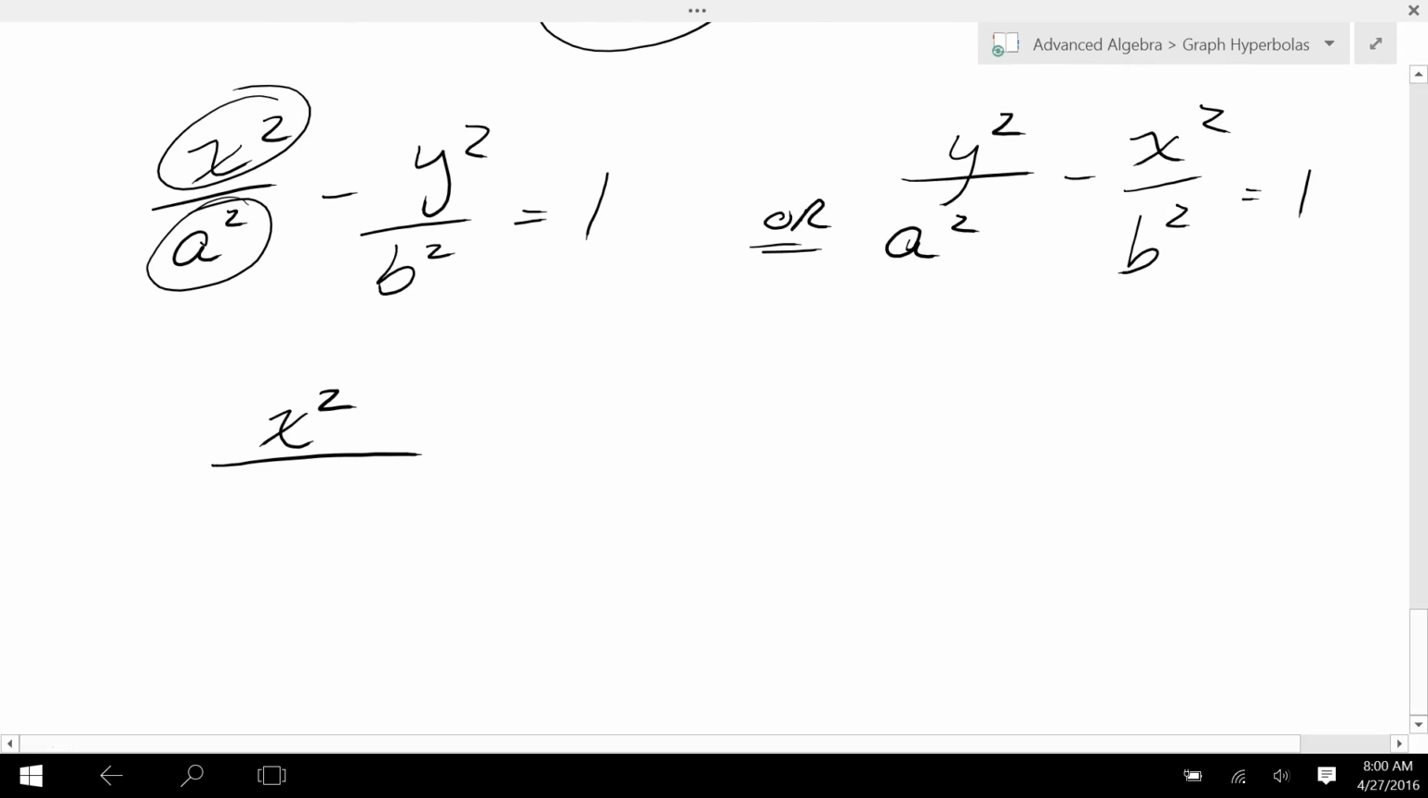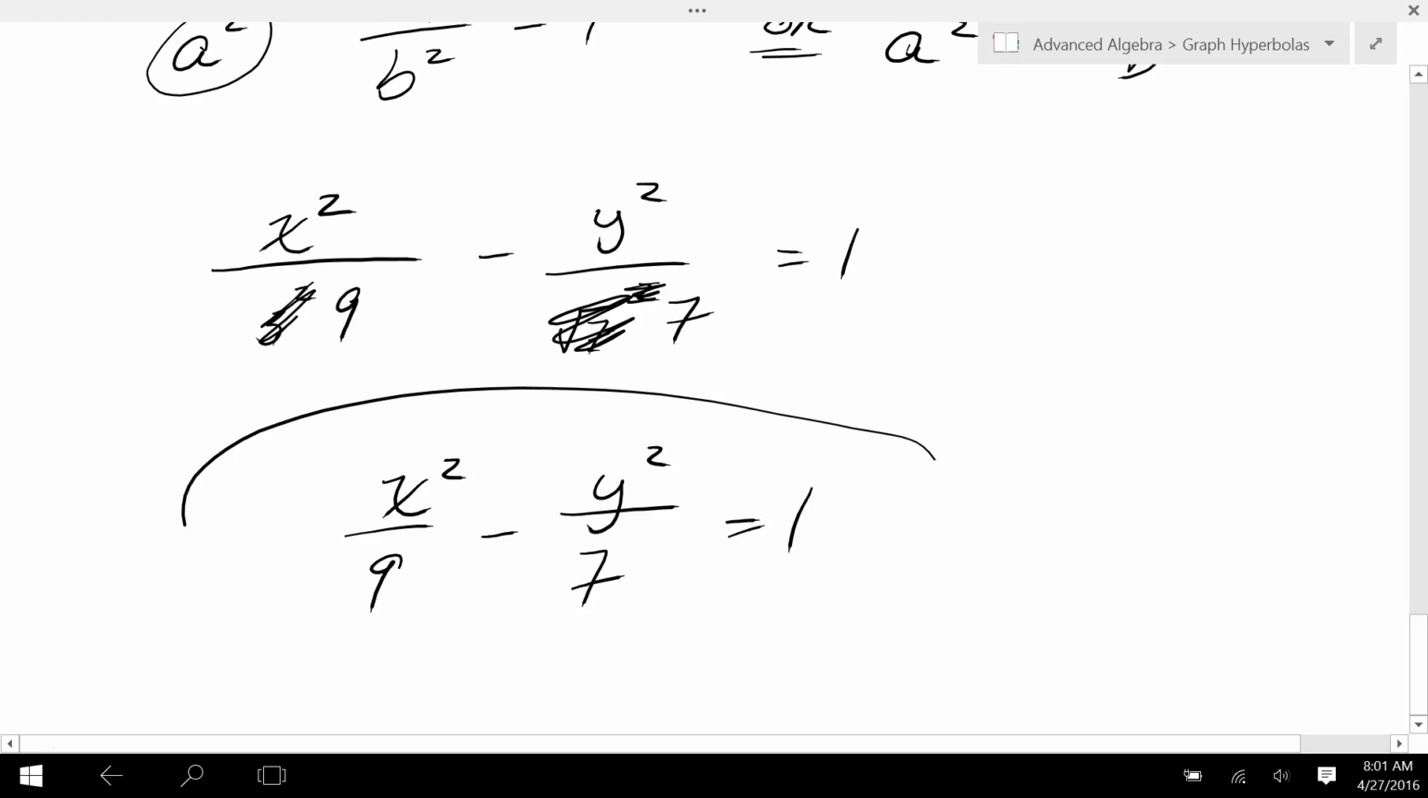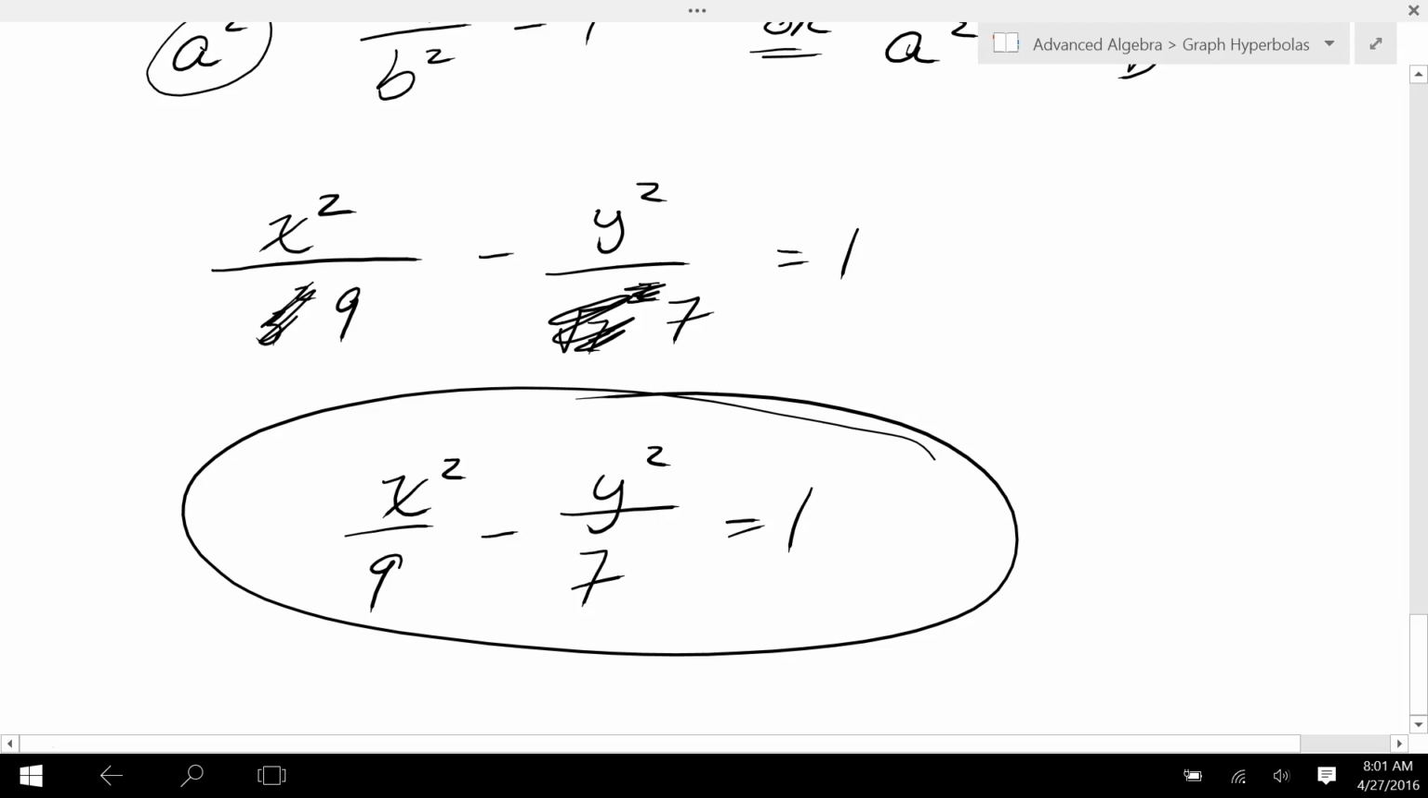All right, we're left with x squared over A was 3, so 3 squared, that's really going to give me 9, minus y squared over B squared. B was √7, so I got to square that, which is really just the square and square root cancel out, 7. I get 1. So my final equation on this is x squared over 9 minus y squared over 7 equals 1. And that's our final answer to write an equation of a hyperbola.